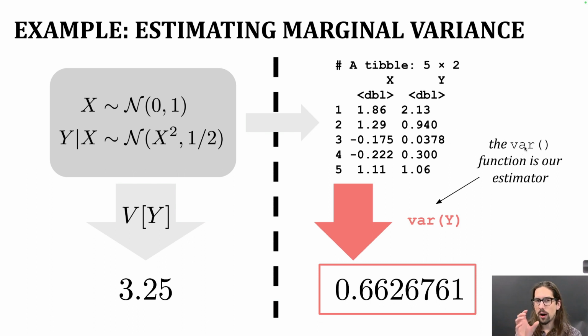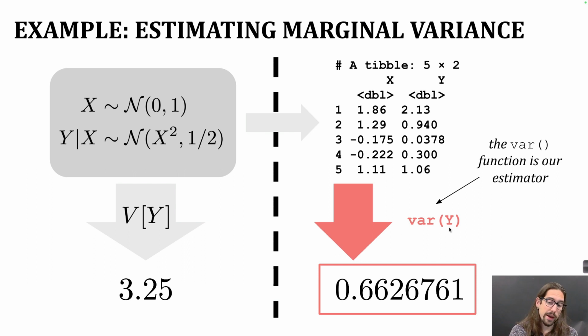So this var function, that is our estimator, because that's the thing we're putting the data into and it's giving us back a number, okay? So the sample variance of y, for some data set, is an estimator. And in this case, the answer we get is 0.66. And you might look at this and say, well, that's kind of bad. That looks nothing like 3.25, right? That's like an order of magnitude off. Yeah, that can happen, right?